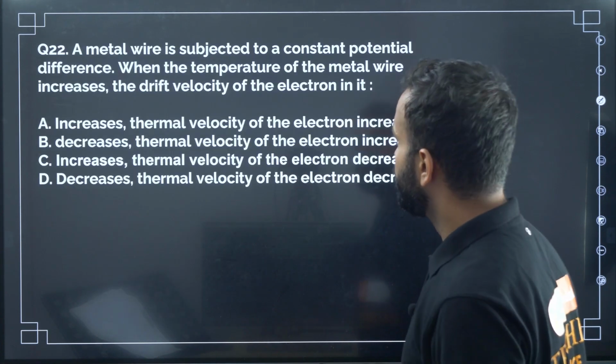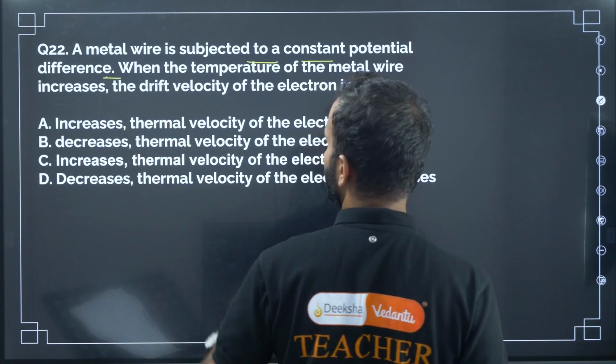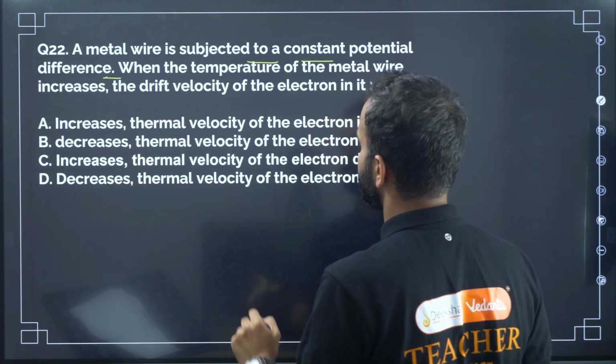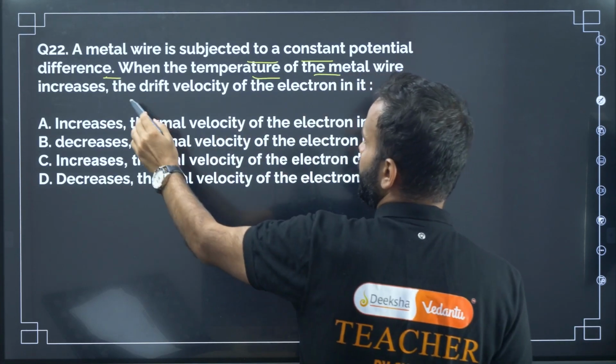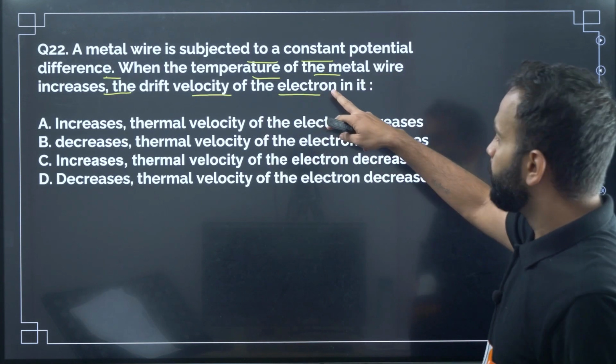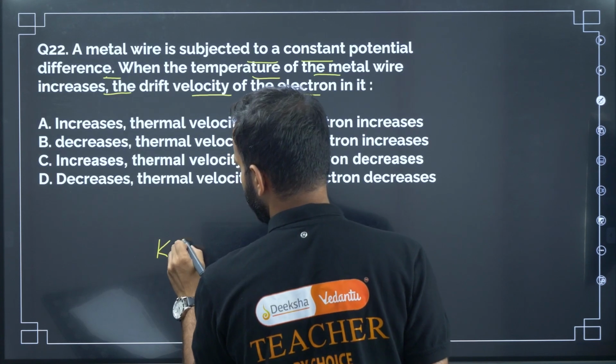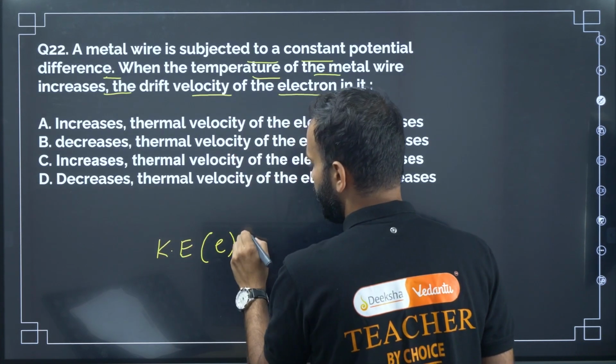Next question, question number 22. A metal wire is subjected to a constant potential difference. When the temperature of the metal wire increases, the drift velocity of the electrons in it, what happens? When you increase the temperature, the kinetic energy of the electrons increases.